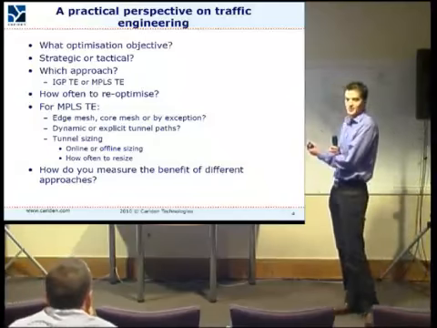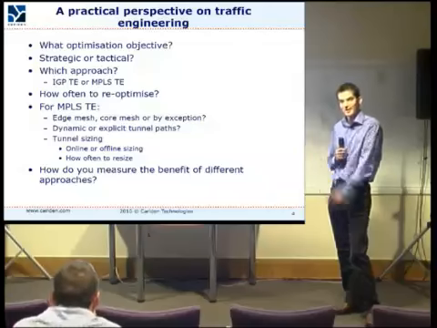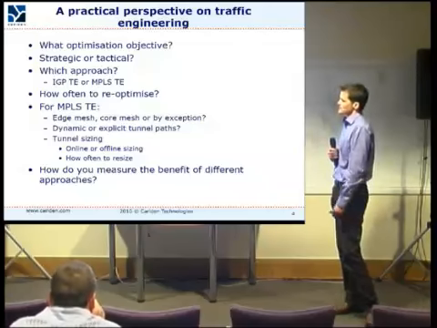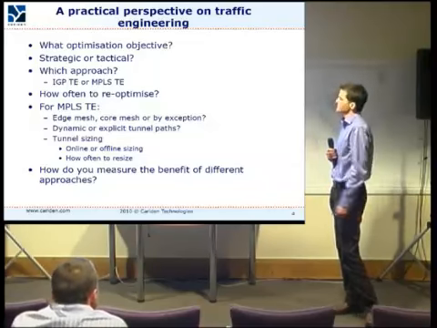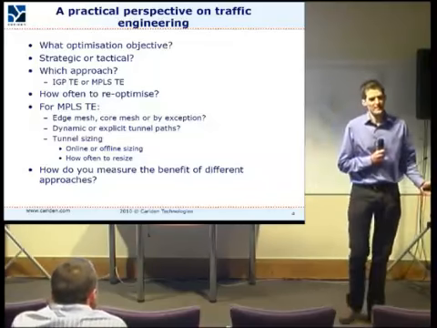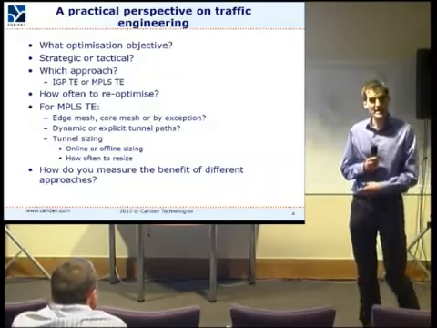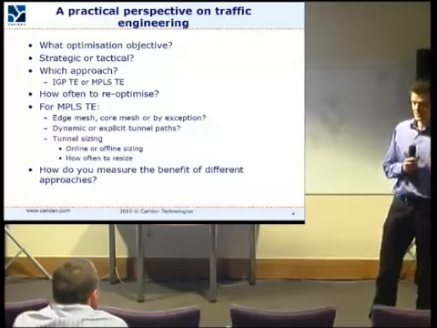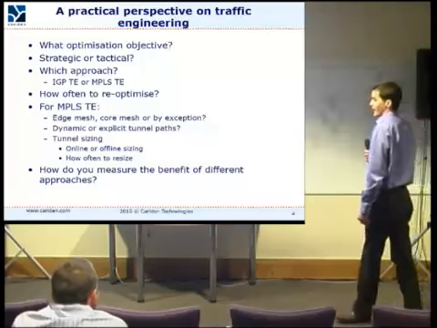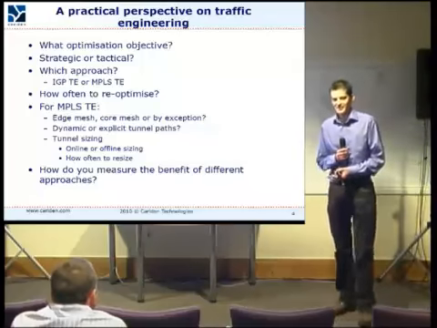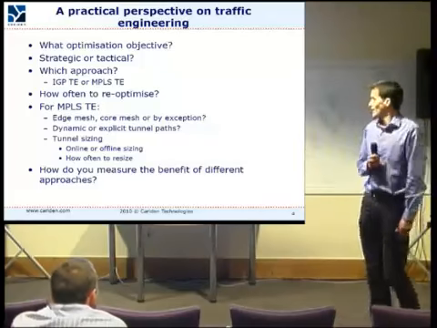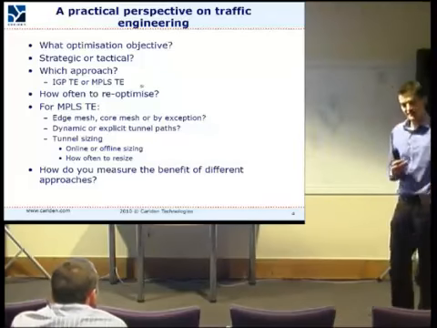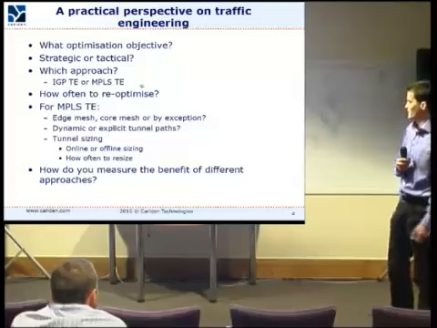And then if you're considering MPLS TE, there's a whole set of extra questions for that. So whether you deploy an edge mesh, a core mesh, or you do it by exception. Whether you use dynamic tunnels calculated by the head ends, or you calculate the tunnel paths themselves and specify those to the head ends. How you size the tunnels. That may sound like a really obvious question, but it's not. And then lastly, how are you going to measure the benefit of the different approaches?